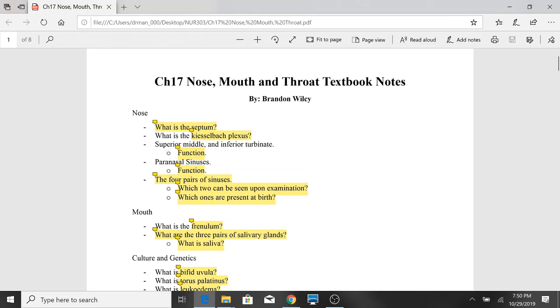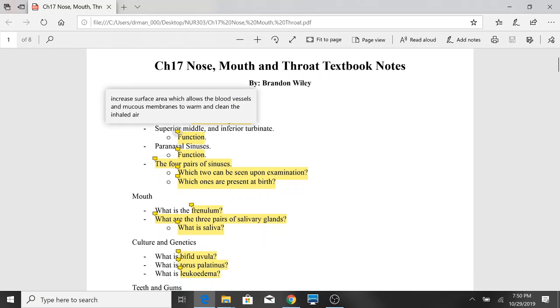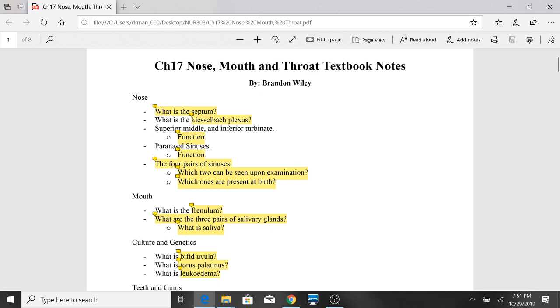So the nose, there's a septum in the nose. What is a septum? This basically divides the nasal cavity, okay? And then we also have something called the Kiesselbach plexus. All you need to know about this is that it's the main site for nosebleeds. Also, what makes up the nose are the superior, middle, and inferior turbinates. They function to increase surface area, which allows the blood vessels and mucous membranes to warm and clean the inhaled air. Then you've got paranasal sinuses.